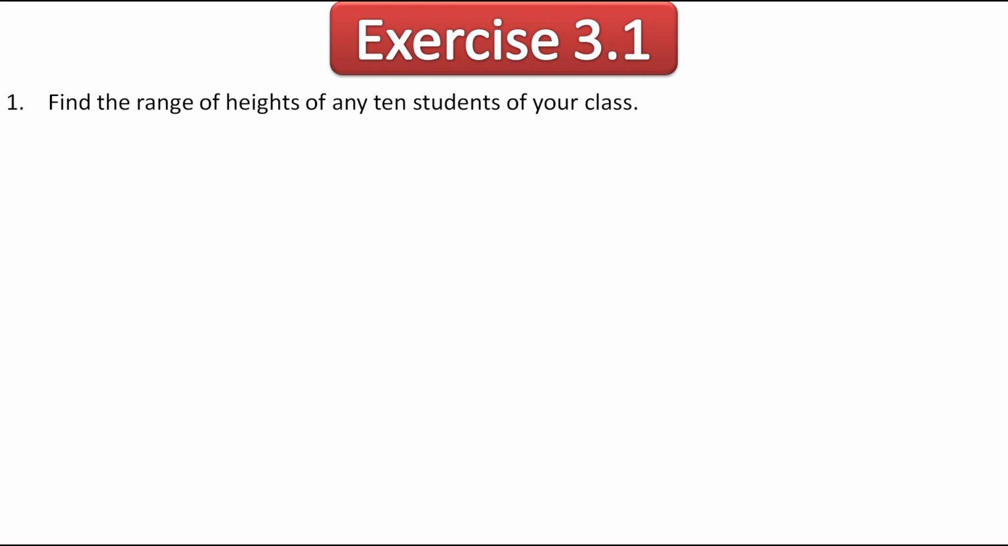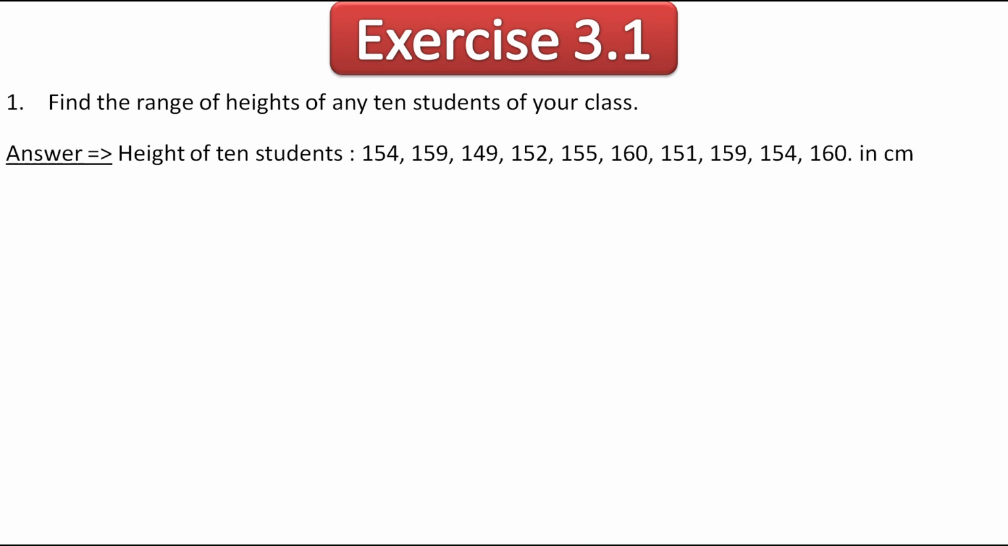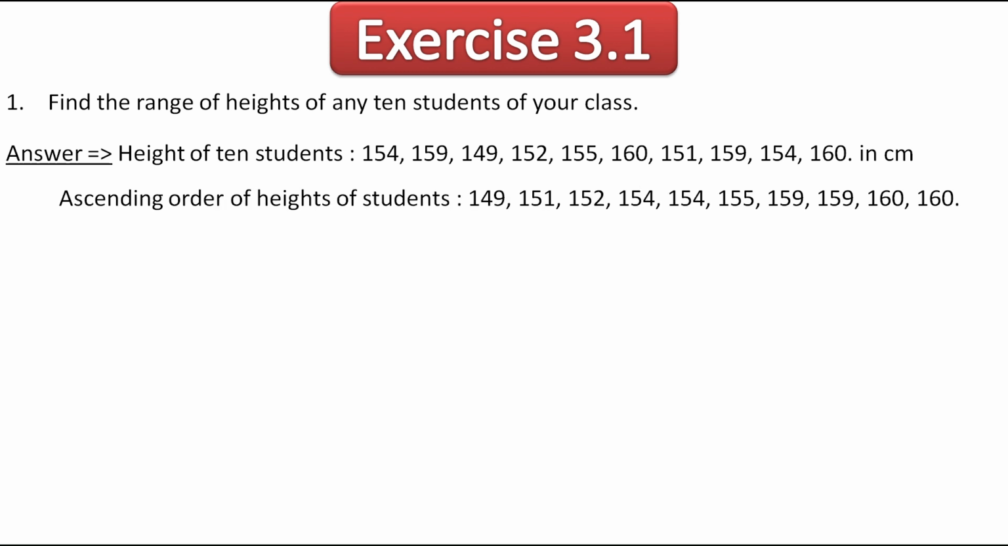So here I have taken randomly some heights of 10 students. They are in centimeter. Now we have to find the range of heights. Before finding the range, we have to write them in ascending order. So this is the ascending order of these heights. Ascending order starts from smallest to biggest. So here the smallest number is 149 and the larger one is 160.